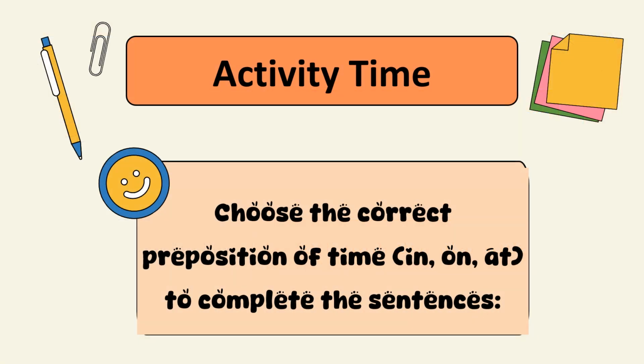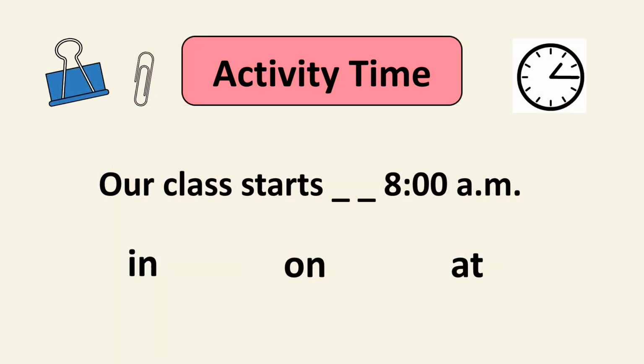Now it's an activity time. You have to choose the correct preposition of time, that is in, on, and at, to complete the given sentences. Our class starts dash 8 a.m. The options are in, on, and at. I'm waiting. You can use the chat box to answer.